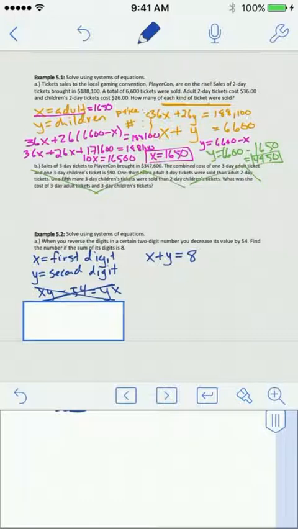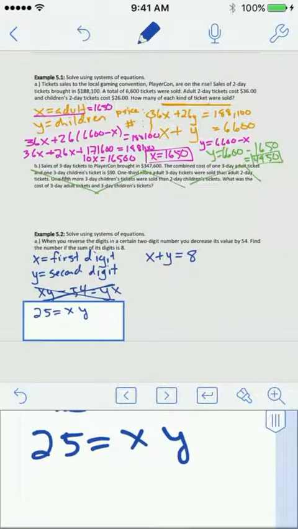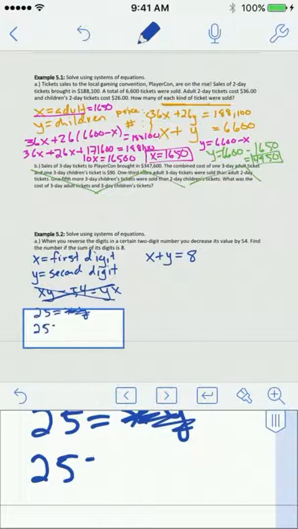If I knew my number was 25, if I knew that that's what xy was, then what I'm really saying is not that 25 is x times y, because 2 times 5 is not 25, it's 10, right? Instead, what I'm saying is 25 is 10 times my x value, right? If x is 2, then I have 20. I need to get to 20, so I times it by 10.